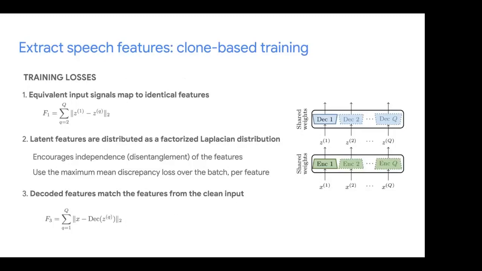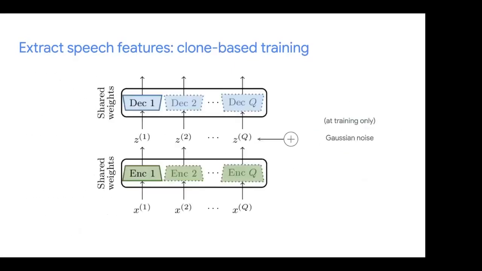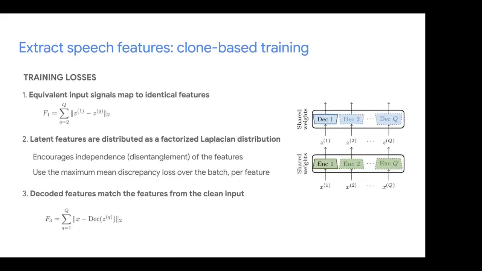So we have training losses. One loss tries to force the features from each network to be similar; that's the first distortion. Then we want them to have a specific distribution. We want them to be Laplacian, so factorized, because that encourages disentanglement, so you can control different things with simple features. For that, we use a maximum mean discrepancy loss that you can learn about elsewhere.